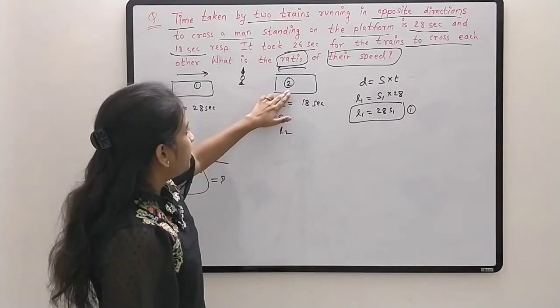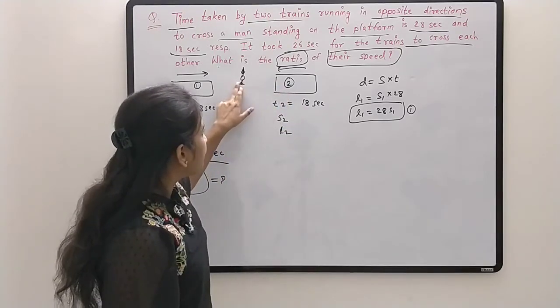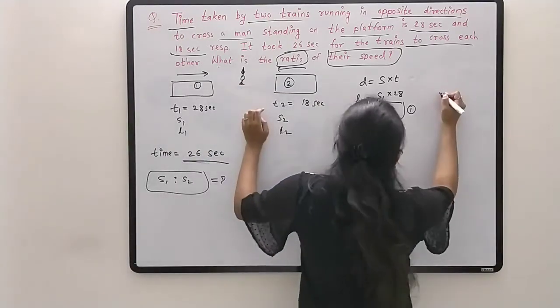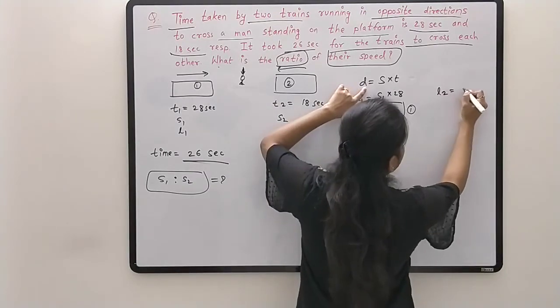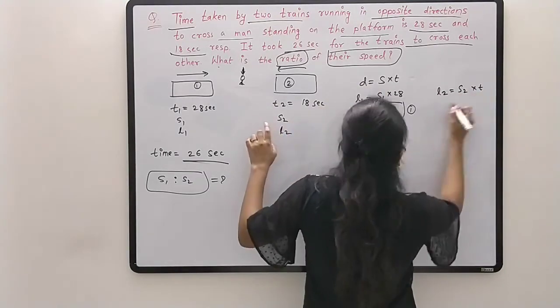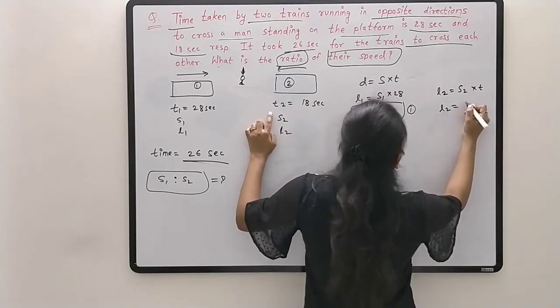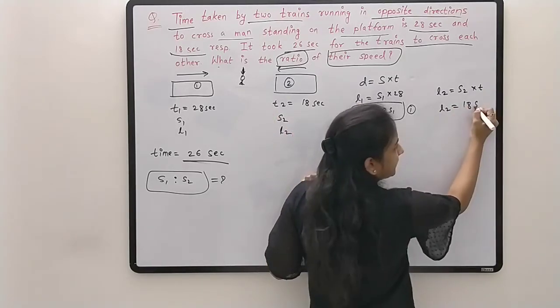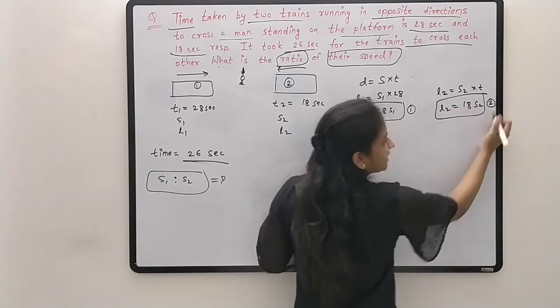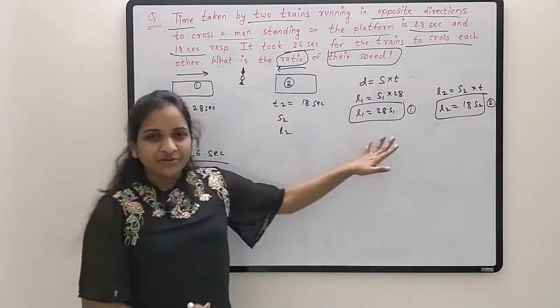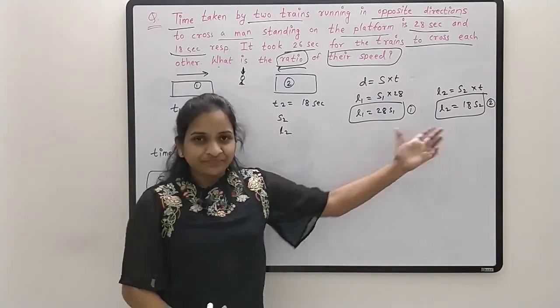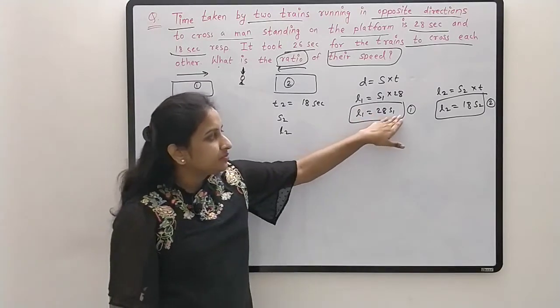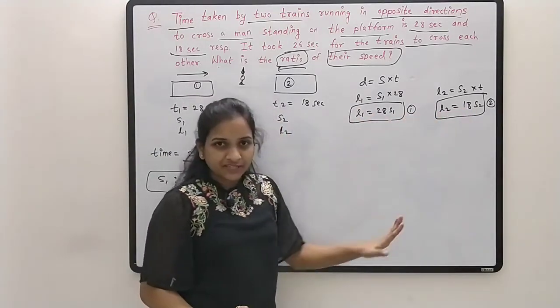Same thing. For train 2, time taken to cross the man is 18 seconds. So, L2, same formula. L2 is equals to S2 into T. L2 is equals to S2 into 18. So, 18 S2. This is our second equation. Till now easy, nothing great, right? Now we got L1 in the terms of S1. We got L2 in the terms of S2.